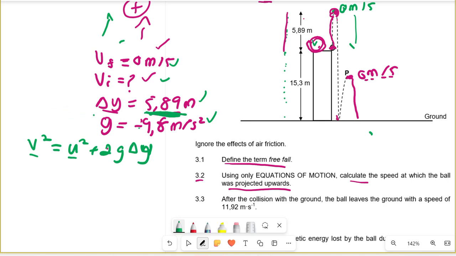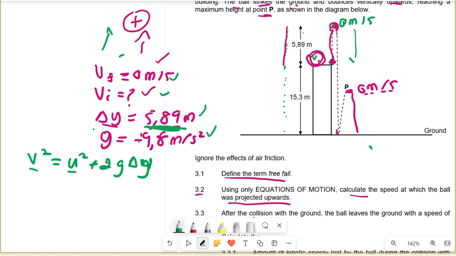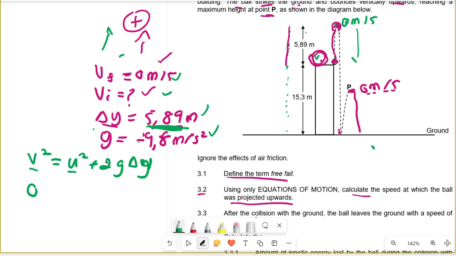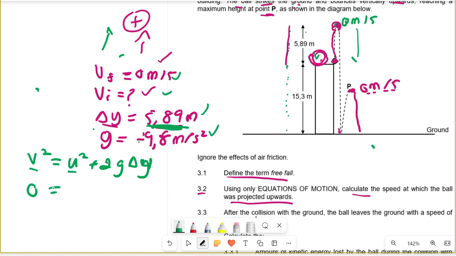What is our final velocity there? Unmute your mic. Zero, because we were looking at the upward movement. So it is 0. And then what is our initial? That's what we're looking for. Then plus 2, our gravity is minus 9.8. Make sure you put in the right sign. And then our displacement is positive 5.89.